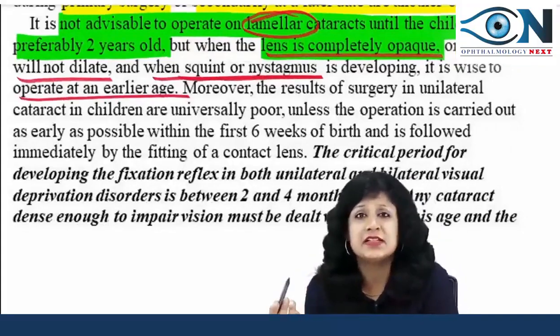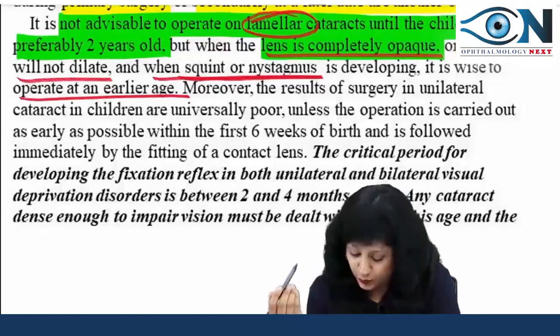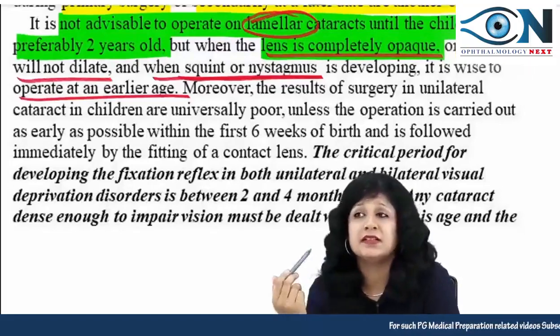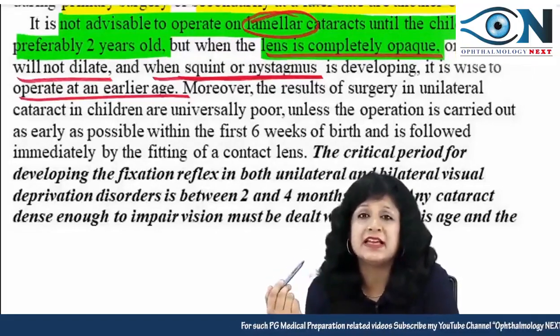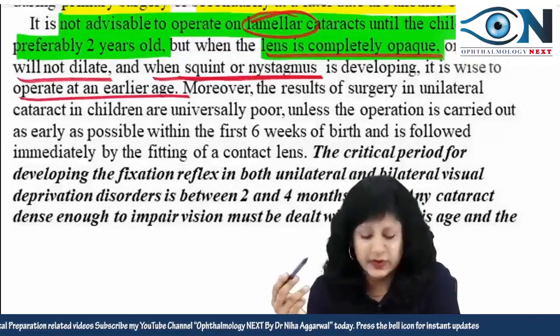So obviously that is common sense. If I have some complication along with it, that complication could be a squint, it could be a nystagmus, or a pupil not dilating. In that case, we can consider earlier surgery, but otherwise we can wait.